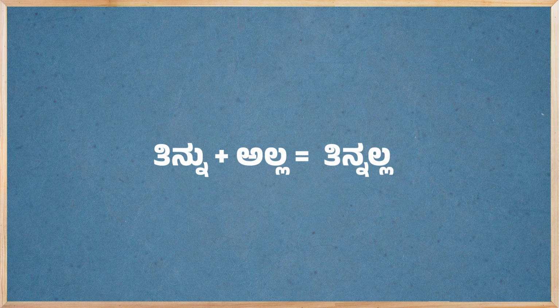Now let's see how to form the non-past tense negation. Creating the negative in the Kannada non-past tense is surprisingly straightforward. You simply add the word alla to the verb root. It's that easy. Let's take the verb tinnu, to eat, as an example. Tinnu plus alla becomes tinnalla. Tinnalla, will not eat or does not eat. So tinnalla can mean both will not eat, future negative, and does not eat, present or habitual negative. Again, context will determine the precise meaning.